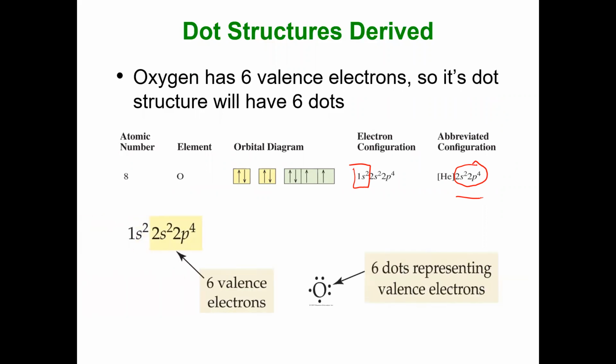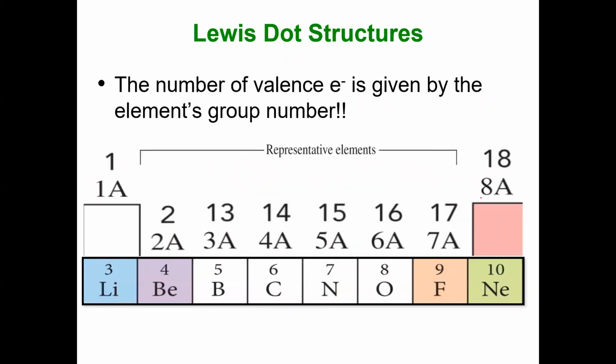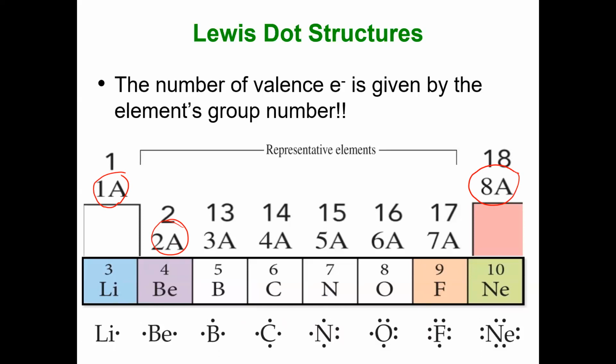So what do we do? We draw 6 dots. This concept's really easy to apply. We can look at any element and basically draw its elemental symbol and the dots to represent the number of valence electrons. How do we know the number of valence electrons? We look at the group number. So 1A is going to have 1, 2A is going to have 2, and we'll go all the way down to 8A. So the Lewis dot symbols are pretty much this.